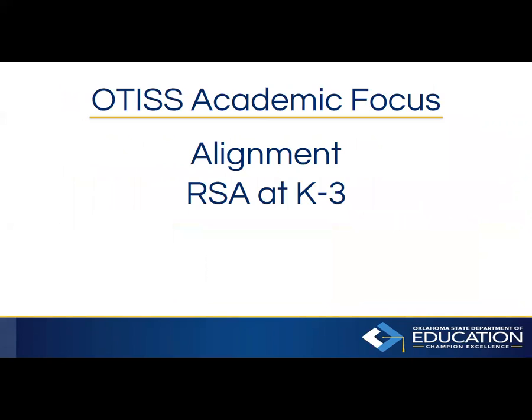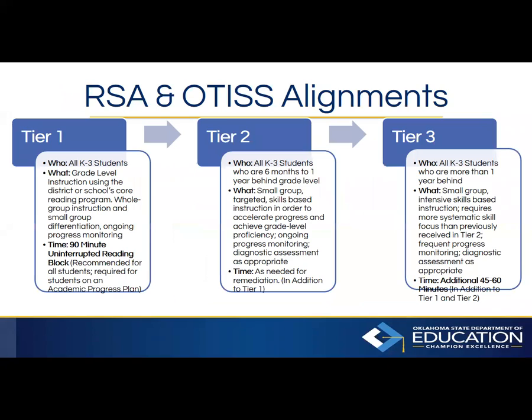Again, if you work in an elementary school, you're familiar with RSA at K through 3. RSA uses the same framework that we use in OTISS. It is aligned exactly. Tier 1, you're giving all of your students that base curriculum in that 90-minute uninterrupted reading block. Your tier 2 are those students that after you've done your screening and you've performed the diagnostic, you can pull those small groups and provide the ongoing progress monitoring of interventions. And then tier 3, all of those students who are not making that growth that we need in tier 1 and tier 2.